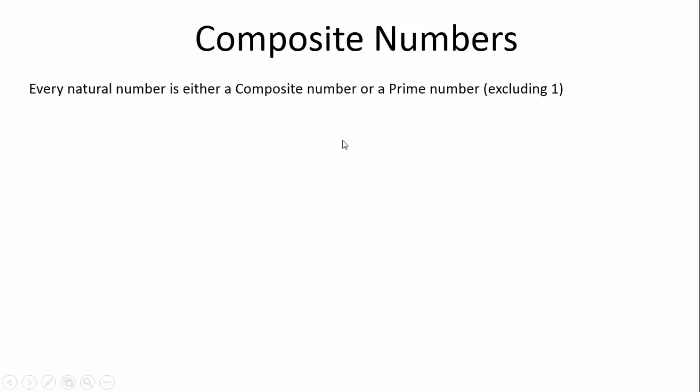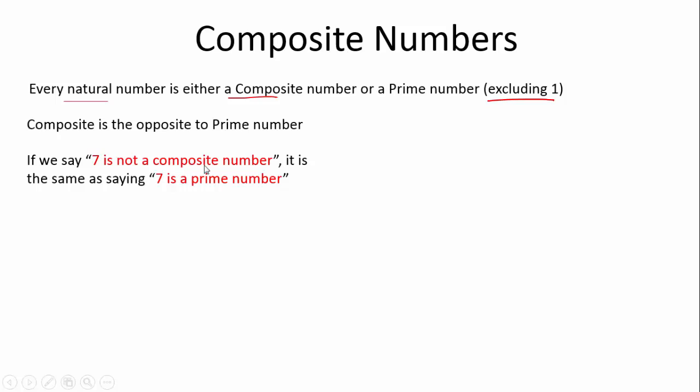Every natural number is either a composite number or a prime number, excluding 1. We're going to talk about 1 shortly or in the next video. So it's a natural number. So what is a natural number? That's a number from 1 all the way up to infinity, no negatives. It has to either be a composite number or a prime number. Right? So a composite number is the opposite to a prime number. If we say 7 is not a composite number, we are saying the same as 7 is a prime number.